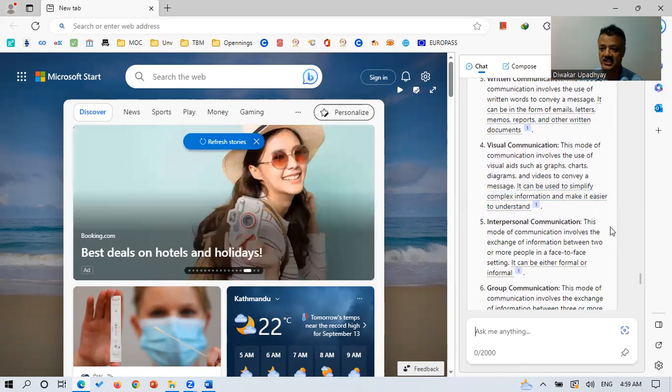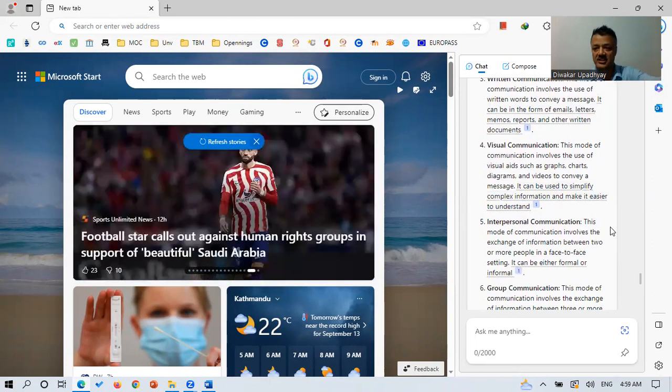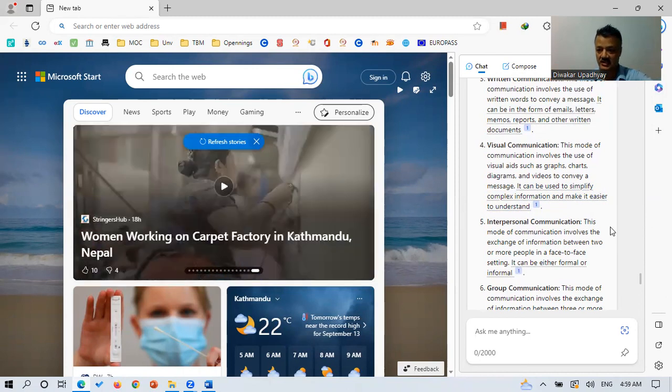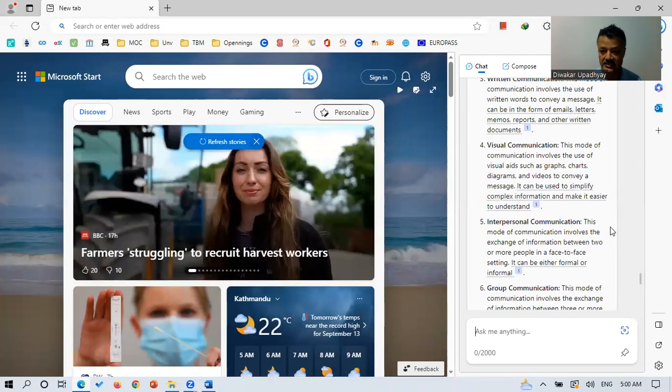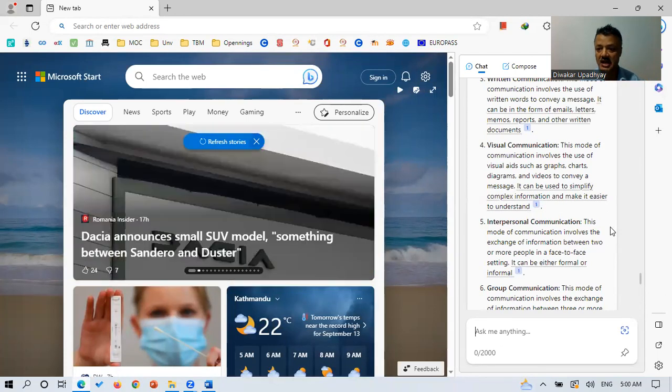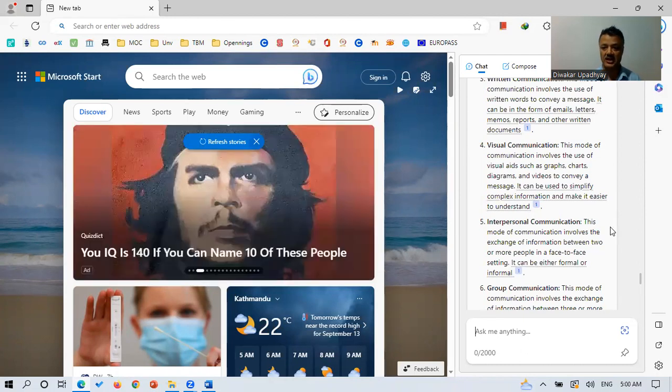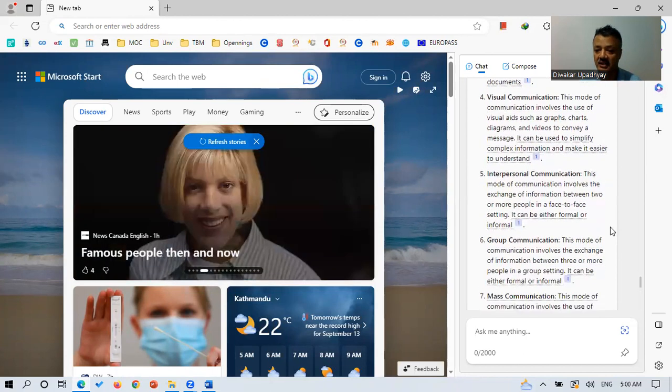Visual communication. This mode of communication involves the use of visual aids. Right now, this is a screen. You can see this MSN screen. This is visual. You have pictures. Use of visual aids such as graphs, charts, diagrams, videos to convey a message. It can be used to simplify complex information and make it easier to understand.